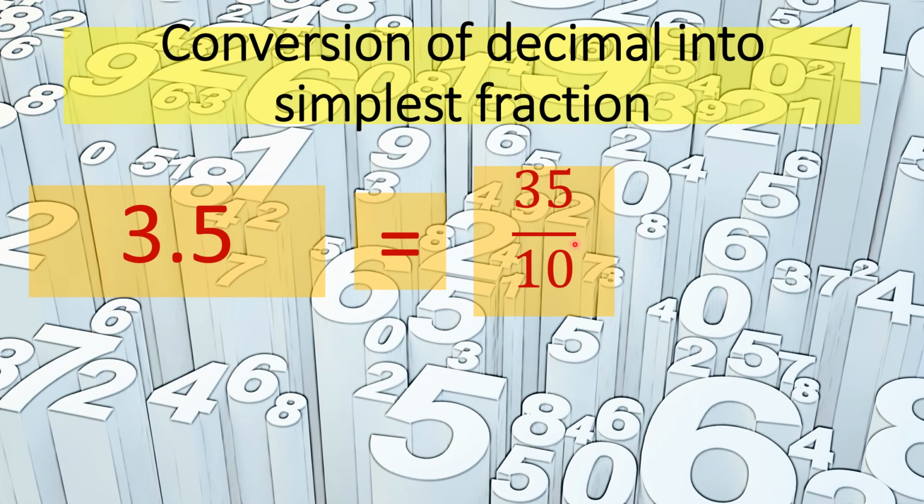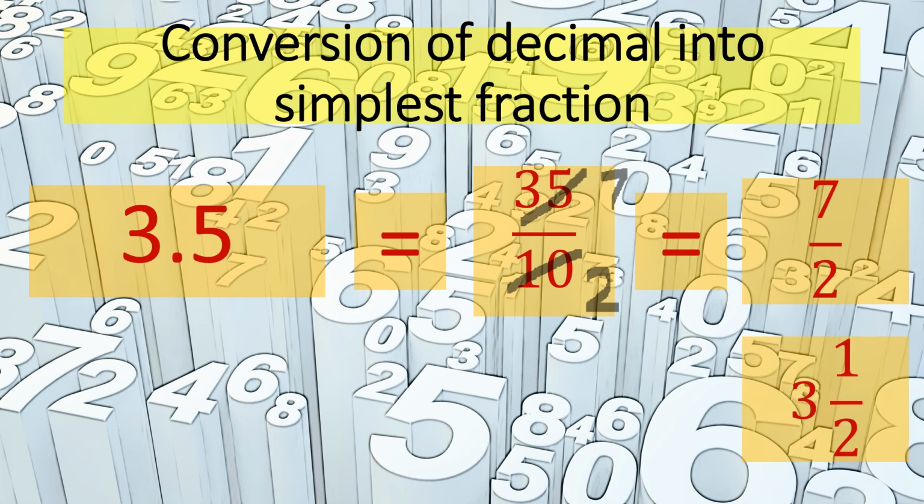In chapter of fractions, I have already told you how to convert a fraction into simplest form. Just we will divide by a common divisor. So let us take one common divisor. So what is this? Just see, we will divide by 5. 5 sevens are 35 and 5 twos are 10. It means our fraction is 7 by 2 and we can convert it into mixed number also because it is an improper fraction. So it is 3 and 1 by 2.